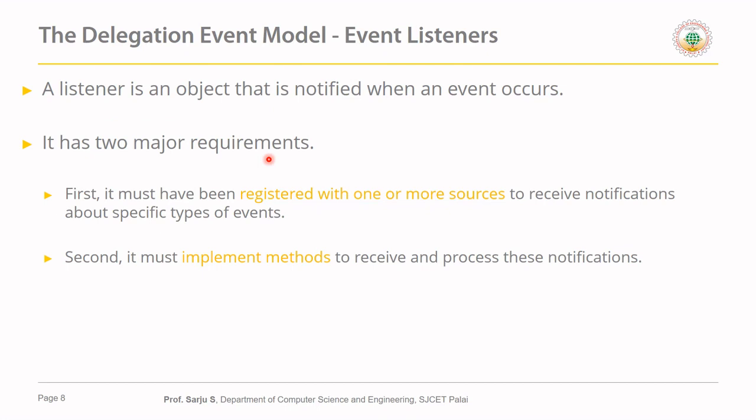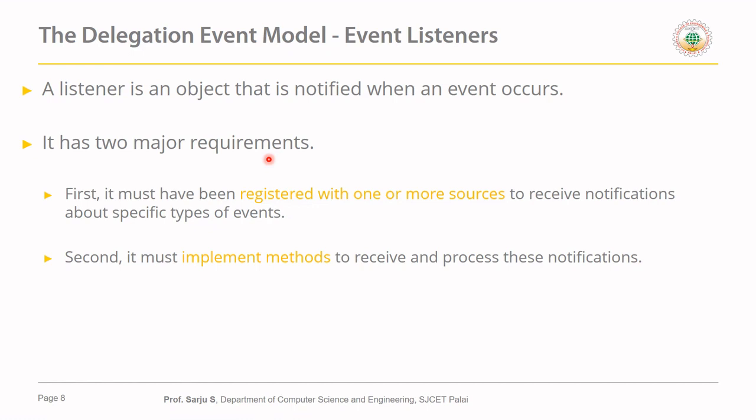Okay. Then next is event listeners, the third component. The event source, event, and event listener are the main components in the event delegation model. A listener is an object that is notified when an event occurs. When an event occurs at a source, that source notifies the corresponding listeners.